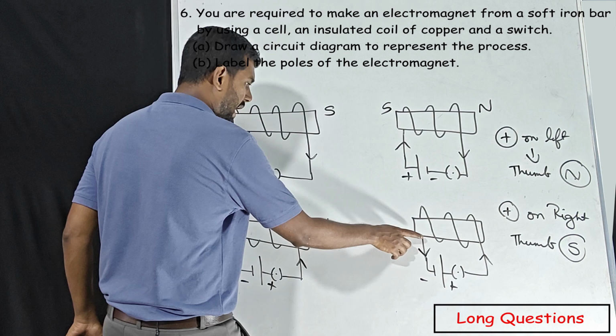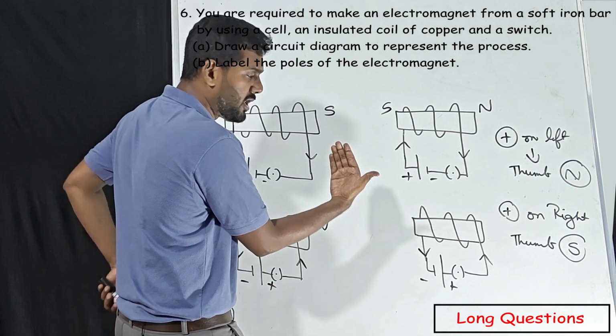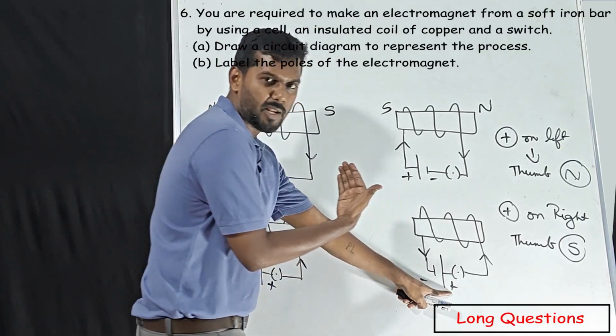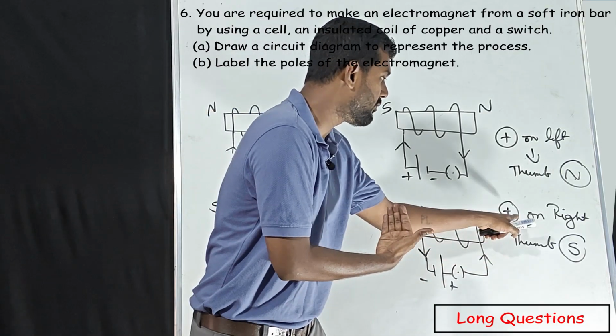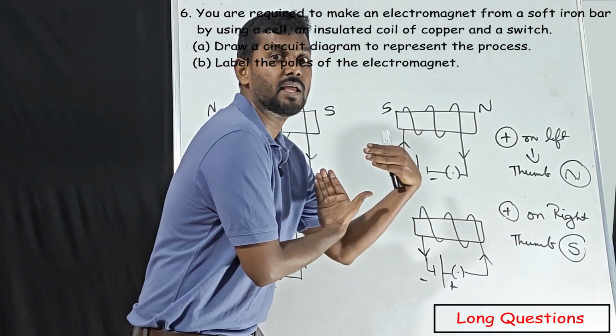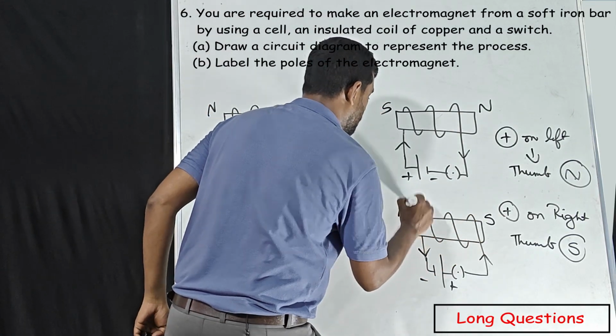The same thing here. See the first line. The first line is coming from behind. Now the thumb represents north or south, depending upon the polarity of plus. Plus is on the right side. If plus is on the right side, the thumb represents south. Where is south? South is that side, correct? South is that side, and so on the right, south and north.